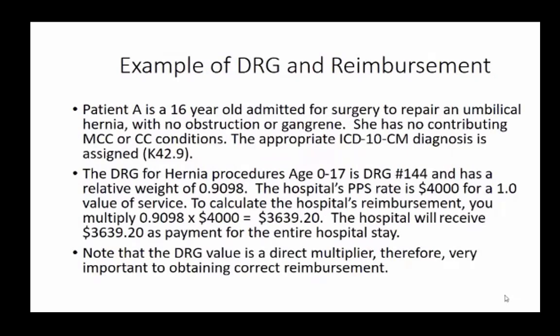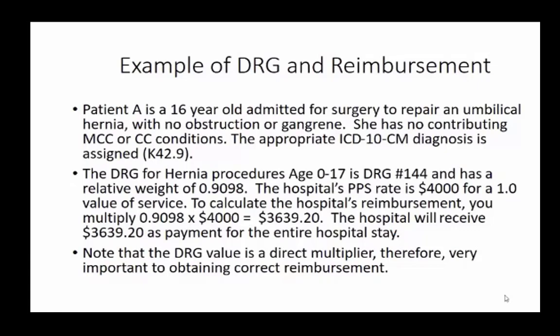Here's an example where we bring all this together. Patient A is a 16-year-old admitted for surgery to repair an umbilical hernia with no obstruction or gangrene. She has no contributing MCC or CC conditions. This is very straightforward. The appropriate diagnosis for her is going to be K42.9.